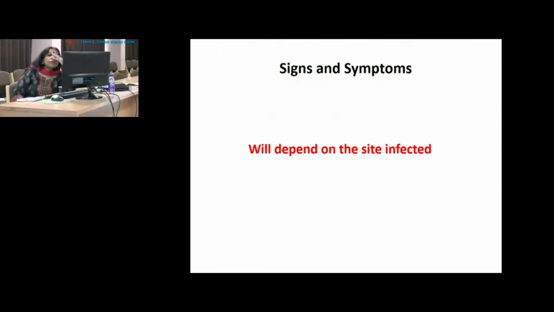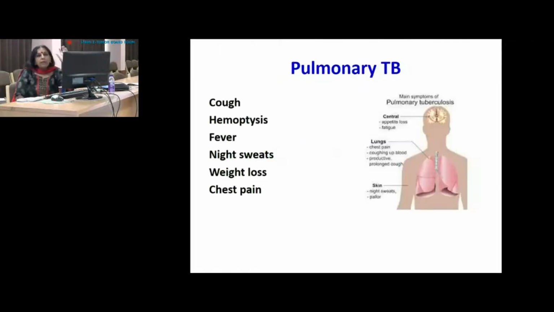So now, signs and symptoms of TB will depend on the site infected. Pulmonary TB हमारा thrust होता है सभी programs का, because like I said, these are the infective patients. I think everybody is familiar with the symptoms of pulmonary TB. Some are because of lung involvement per se, and some are because of the systemic effect of the illness. So lung involvement से क्या होता है, खांसी आती है, खांसी में बलगम आ सकता है, खून आ सकता है. There can be cough, there can be hemoptysis.